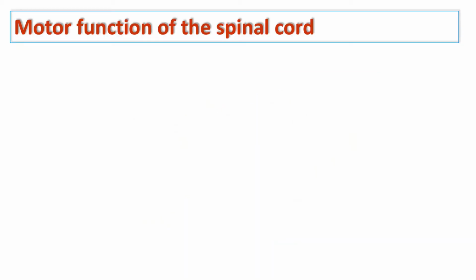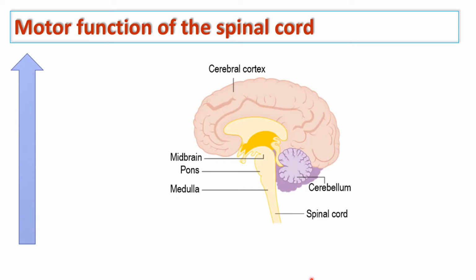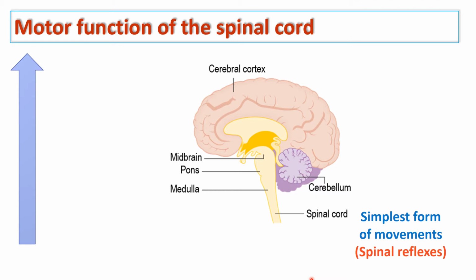What is the motor function of the spinal cord? You have to know that the simplest forms of movements, which we call reflexes or spinal reflexes, are controlled by the spinal cord. But the more complicated or more complex movements are controlled by our brain stem.